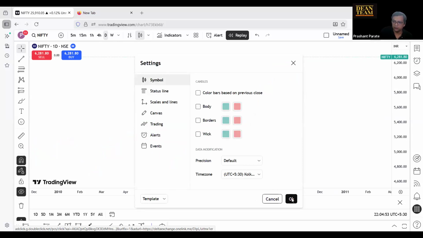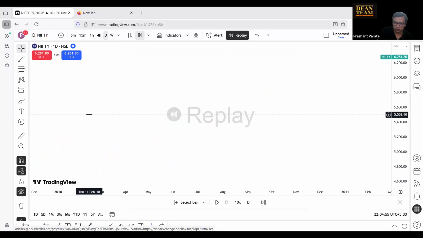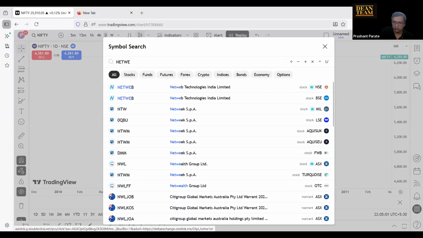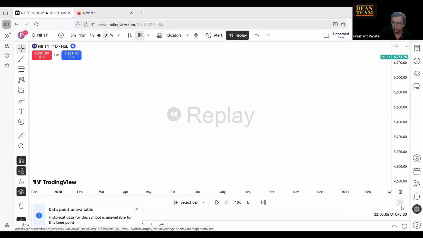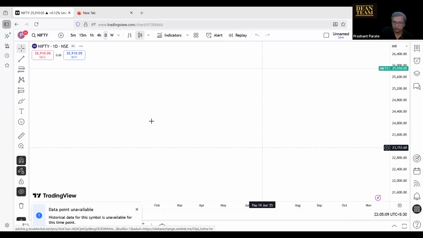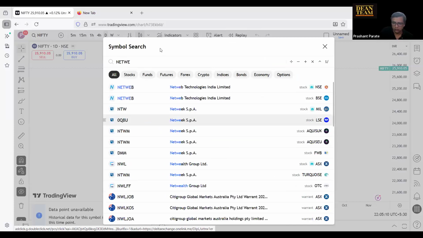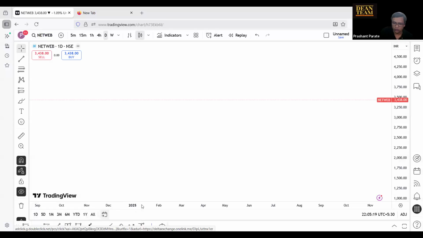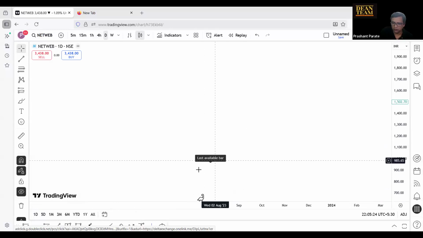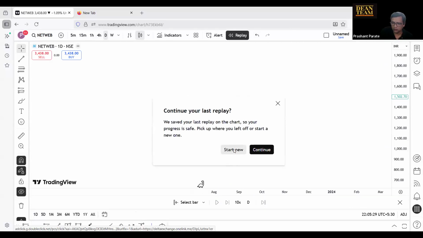Just hide the chart first, then change the name. Hide the candles, then change the name. Maybe go to Netweb. When you select Netweb, a chart of Netweb will open. Then click on go to here, and then go to that date. So this is the first bar here. You can open this chart and start new.